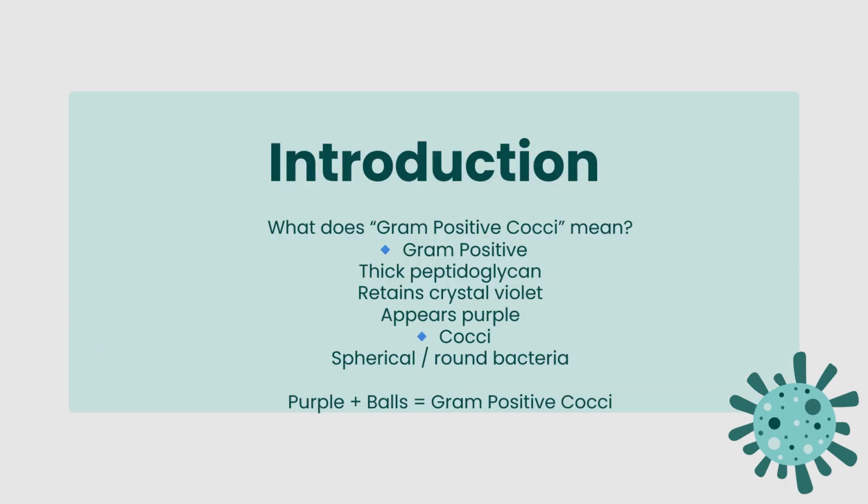So let's start. What does gram-positive cocci mean? Gram-positive, as we all know, there is a gram staining which is performed on bacteria, and on the basis of the staining results, we call them either gram-positive or gram-negative. If after gram staining the bacteria appear purple colored, we call them gram-positive. If they appear pink colored, they are called gram-negative bacteria.